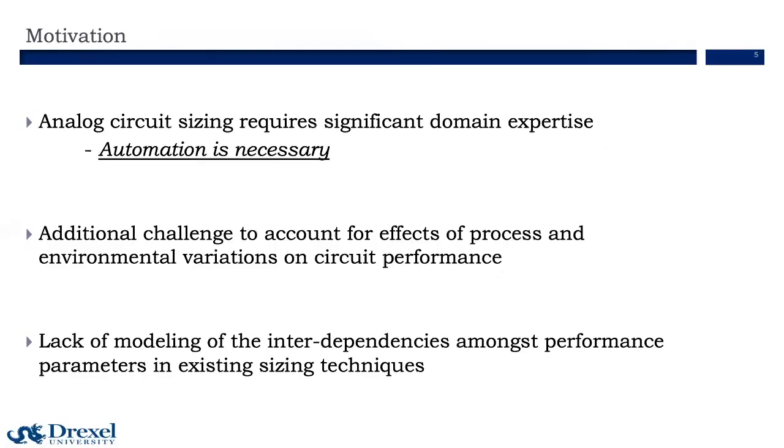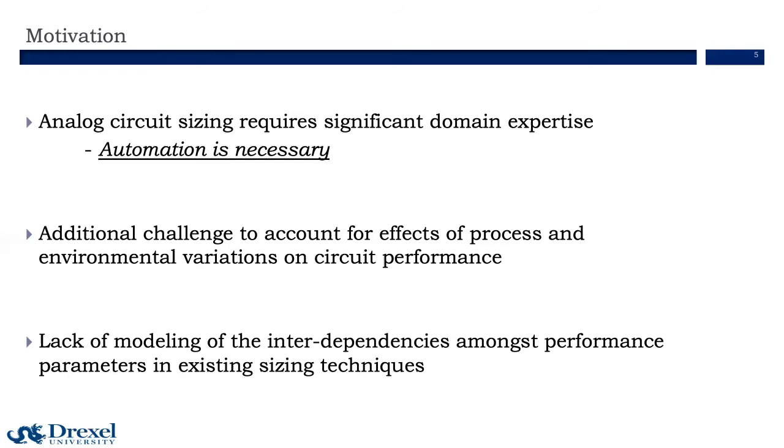So motivation of this research includes 3 parts. So we know that analog circuit sizing requires significant domain expertise. Therefore, the automation of the sizing is necessary. There are also additional challenges to account for the effects of process and environmental variations on circuit performance. So we know during the fabrication of the circuit, there are transistor mismatches caused by the process variations. And after the chip is fabricated, the circuit will operate under different environmental circumstances. So those will also have an impact on the circuit performance. And during the design phase, we want to account for these effects. We want to minimize the effects of these variations, therefore making the circuit robust.